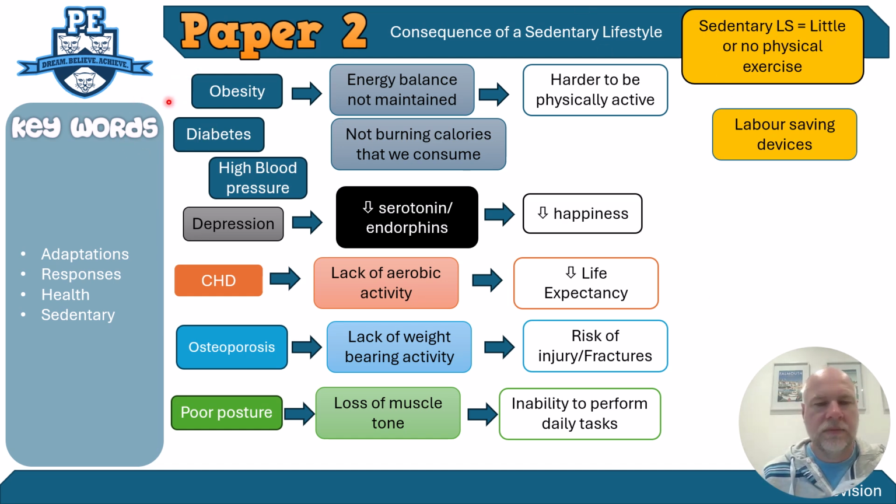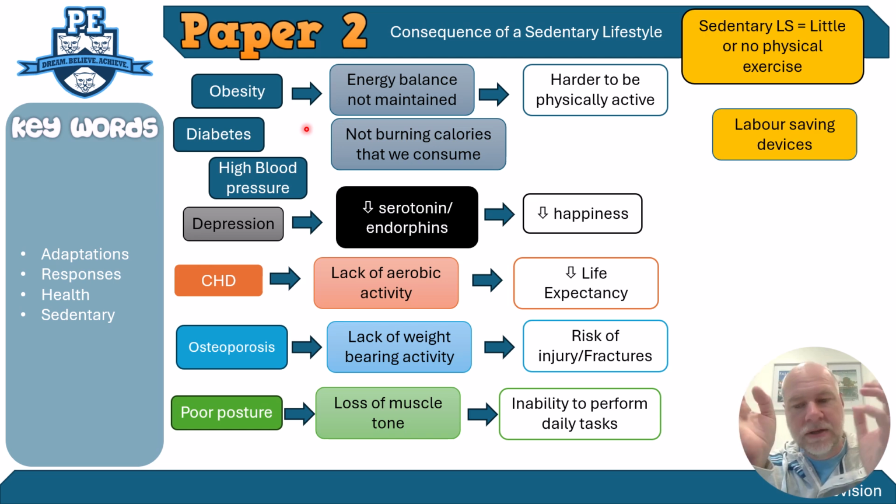Obesity, diabetes and high blood pressure, all quite similar areas, and they're caused because of a poor energy balance. So energy balance is the amount of calories consumed versus the amount of calories burned. And if you consume more calories than you actually burn, then you are going to put fat stores on. Whereas if you can burn more calories than you consume, you're going to lose body fat. And if you can maintain the balance between the calories consumed and the calories burnt, then you'll maintain your weight. So it's energy balance.